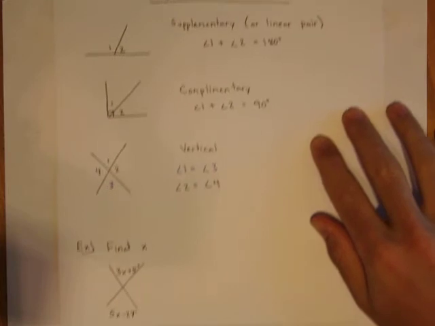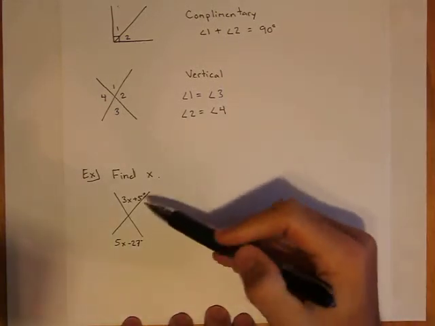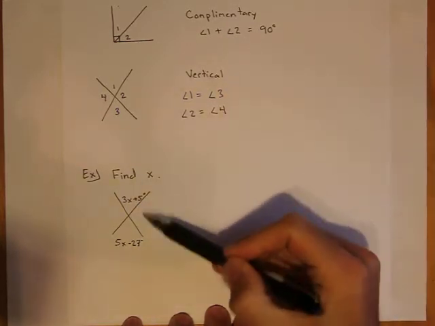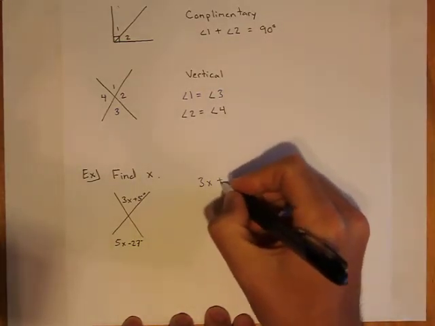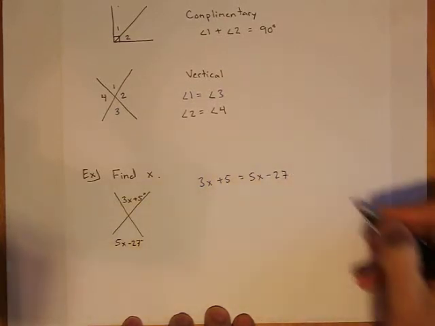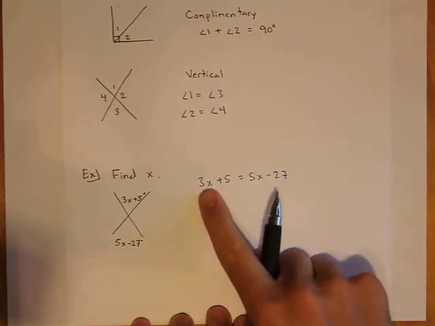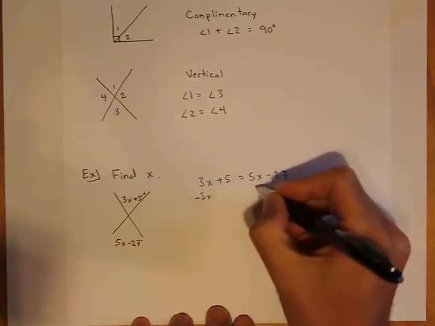Okay? So, first example we're going to take a look at is this one right here. We're told to find x. And so when I look at this problem, I can identify that these two angles are opposite each other, and they are in fact vertical angles, which means I can set these two pieces equal to each other. So I'm going to say 3x plus 5 is equal to 5x minus 27. And then it just becomes a process of getting x alone. So I'm going to move the x's over to this side because I like to keep x positive. So I'm going to go minus 3x.